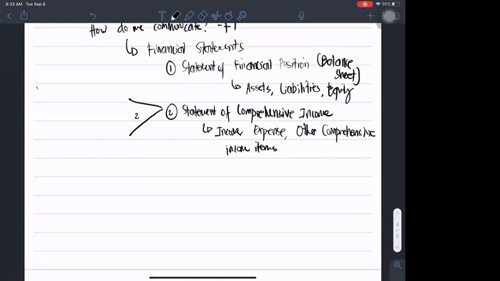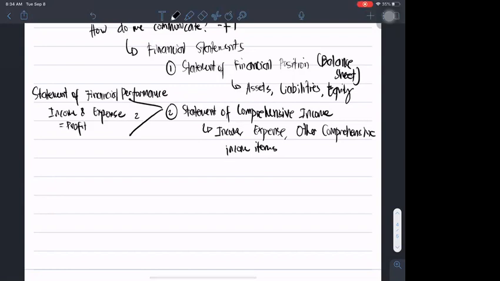First, you have your statement of financial performance. For your statement of financial performance, we have only your income and expense. So this will give you your profit or loss. Income less expense will give you profit or loss.